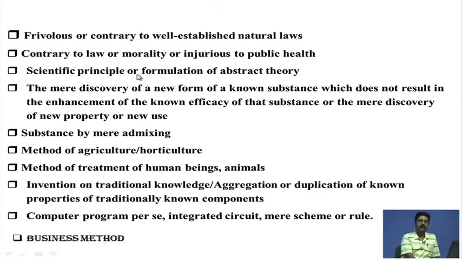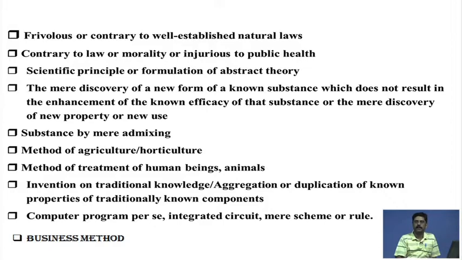Next, scientific principles or formulation of abstract theory. If you are thinking about a scientific principle, like E equals mc squared, or proposing some abstract theories, note that we are considering patents. I already referred earlier that technology means application of science.